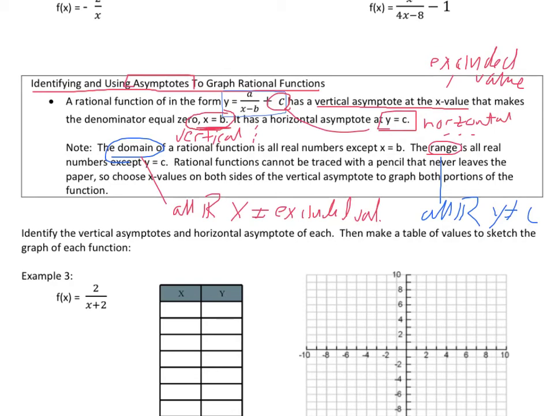There's one phrasing worth mentioning, and that is rational functions cannot be traced with a pencil that never leaves the paper. For example, if you draw this, and the next examples will do this, you'd have to actually pick your pencil up and start over again to finish the graph. And that's because of the asymptotes. It causes a barrier to be created that you have to actually jump over and start graphing on the other side. So when you're picking x values to plug into your function, it's very wise to choose x values on both sides of the vertical asymptote to graph.